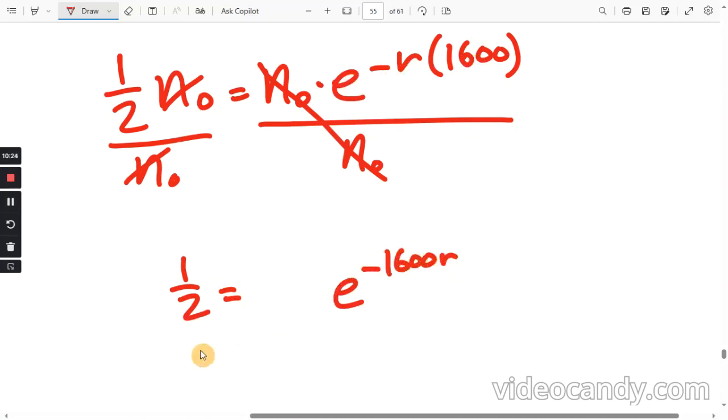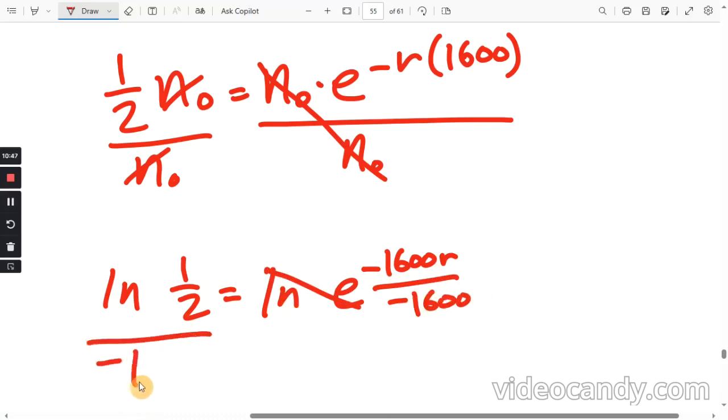Now, we can do log on both sides, but since we have an e, we might as well do natural log, because the natural log is log base e. All right, and on this side, natural log of e is gone. We have negative 1,600 times R. The opposite of times negative 1,600 is divided by negative 1,600. Do that to both sides. Cancels here. And R equals this.